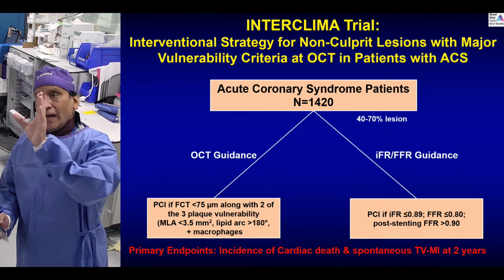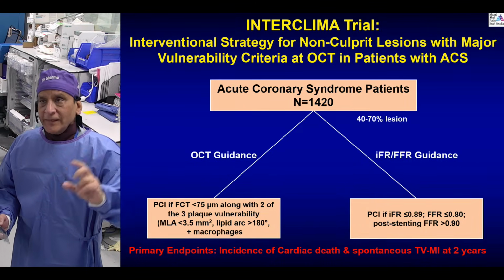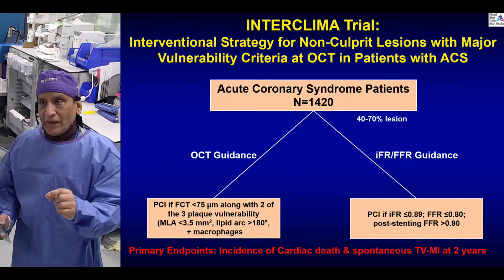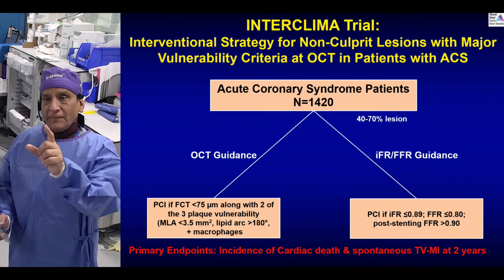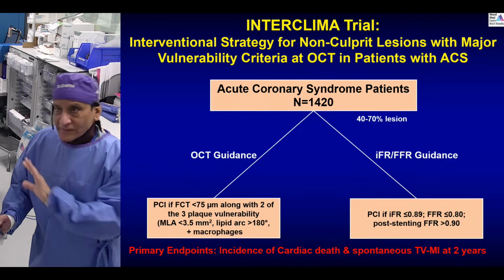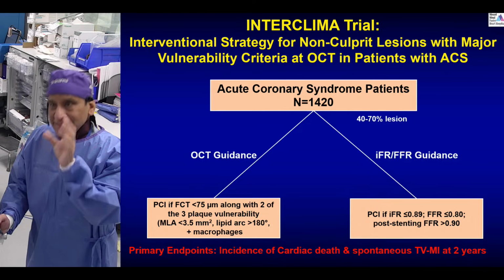But then with iFR FFR guidance, you do a regular PCI, which has been shown on the right side, and then they say optimize the result to bring the post-stenting FFR to more than 0.9. Now, what is the primary endpoint? Cardiac death and spontaneous target vessel MI. No revascularization at 2 years. To me, if this trial becomes positive, this is the real one.